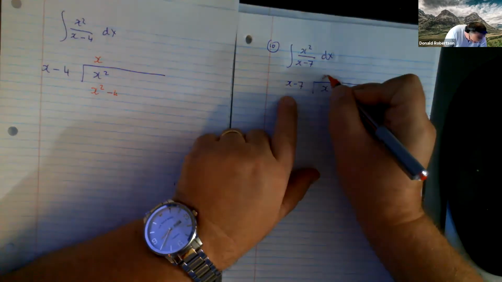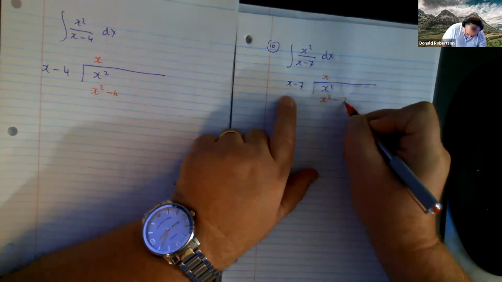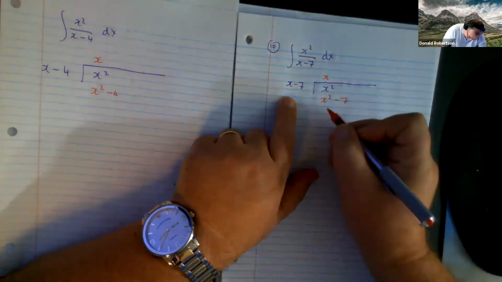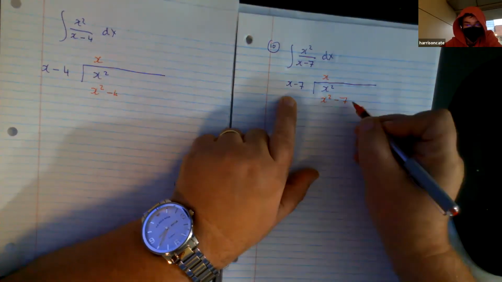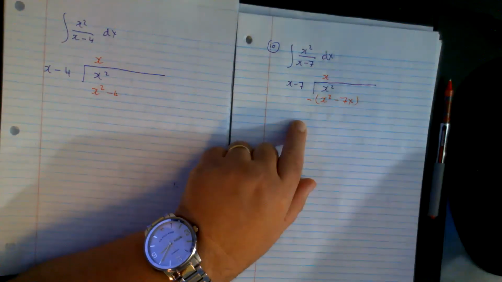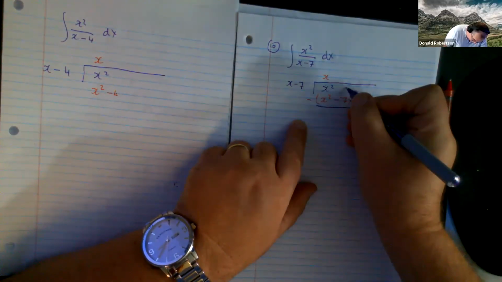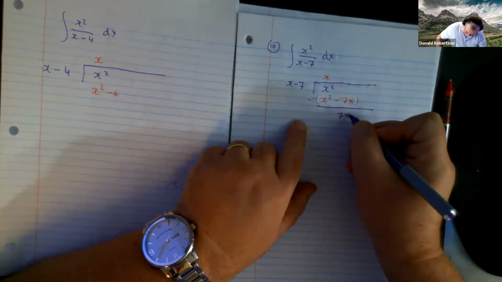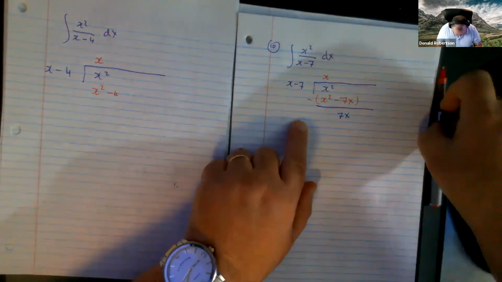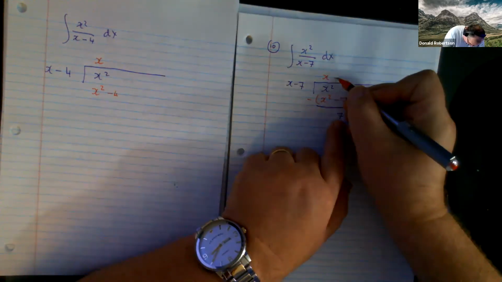The x is correct. You multiply. You don't get that. What do you get? You get x squared minus 7x. Oh, that's what I did wrong. Now, x squared take away that, gone. Nothing take away this guy gets you 7x. So you are now left with x goes into this guy, and the answer is plus 7.